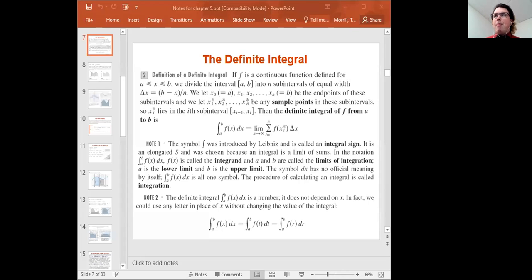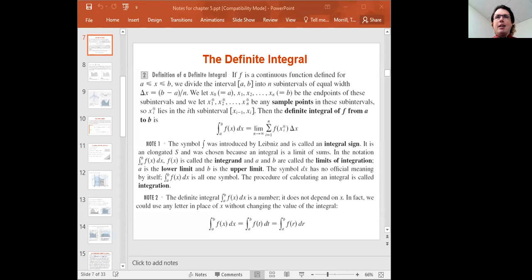Let's talk a bit more about the definite integral and how we might work to calculate some of these things, what their properties are going to be. The definite integral is a special kind of limit.